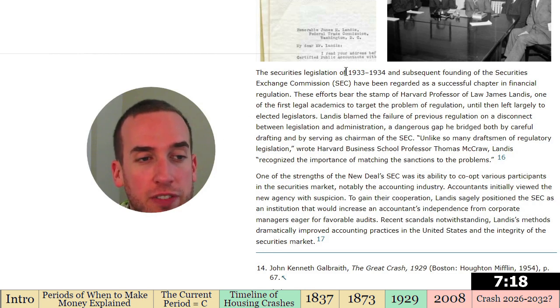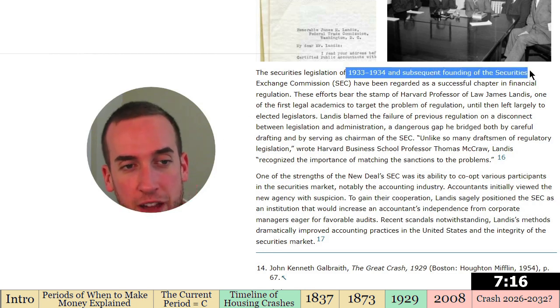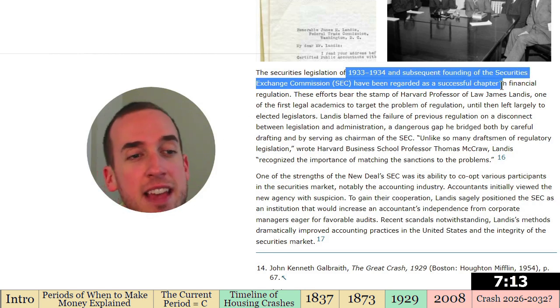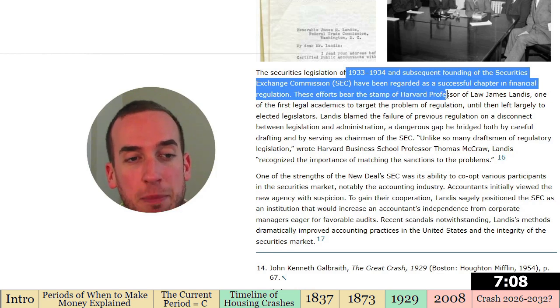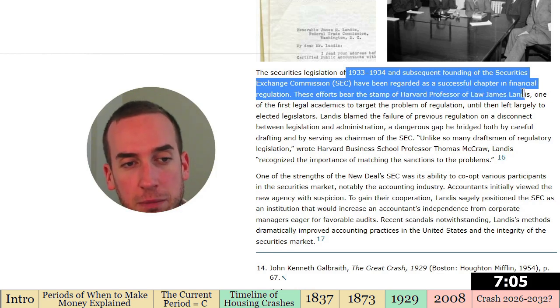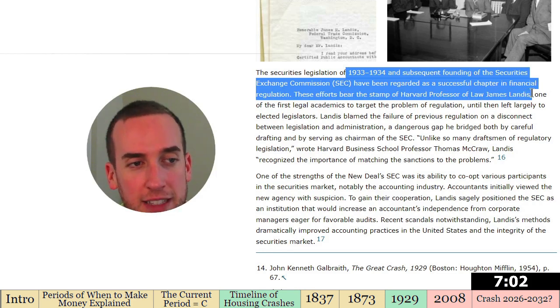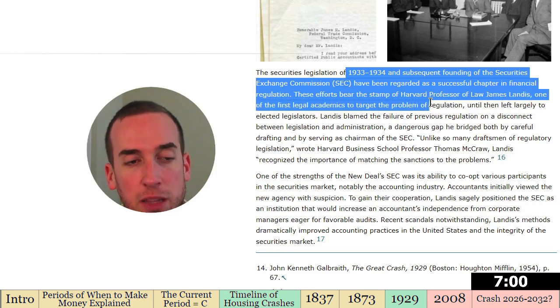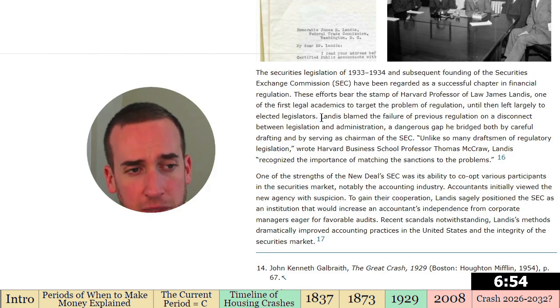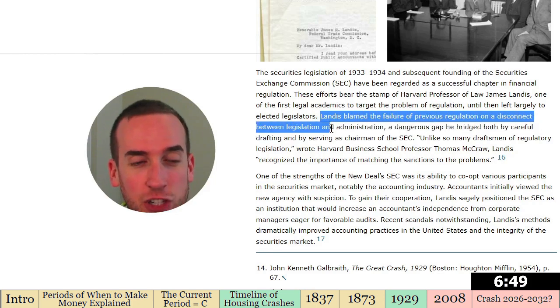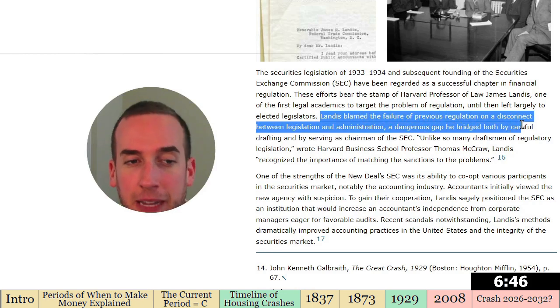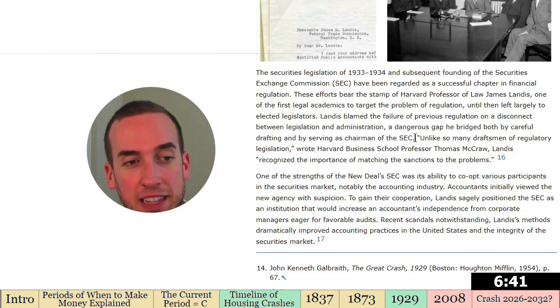The Securities Legislation of 1933 to 1934 and the subsequent founding of the Securities and Exchange Commission, SEC, have been regarded as a successful chapter in financial regulation. These efforts bear the stamp of Harvard professor of law James Landis, one of the first legal academics to target the problem of regulation, until then left largely to elected legislators. Landis blamed the failure of previous regulation on a disconnect between legislation and administration, a dangerous gap he bridged both by careful drafting and by serving as the chairman of the SEC.